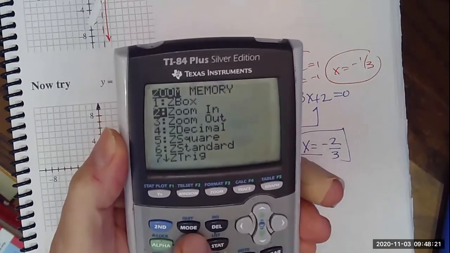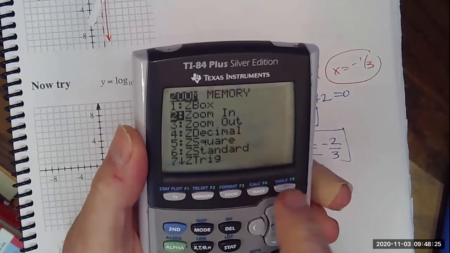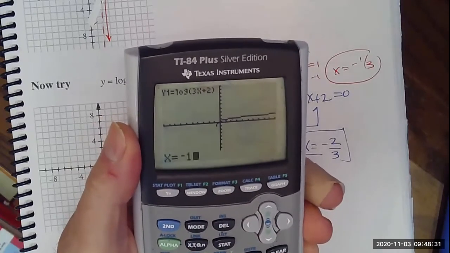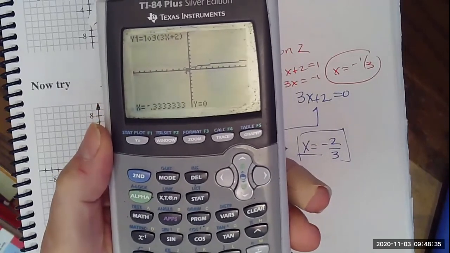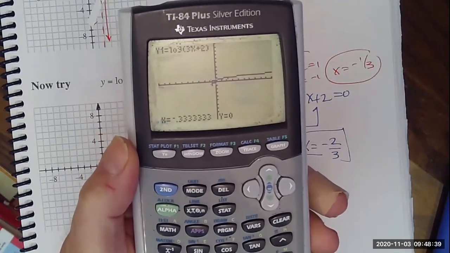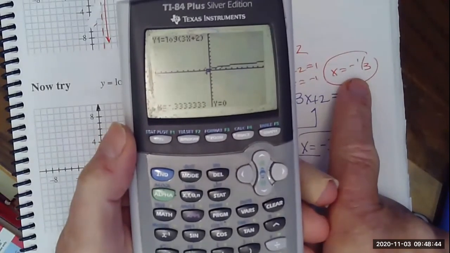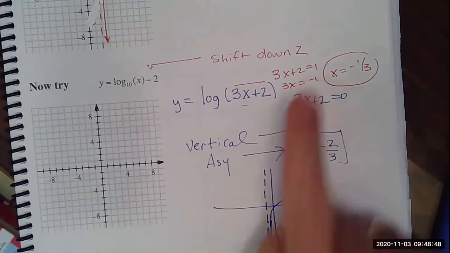Here, I'll show you another idea. This is actually easy to show. Okay, trace. I'm going to type in -1 divided by 3. So I'm letting x be -1/3, and if I get y to be 0, which I do, that just confirms it. Yes, -1/3, comma 0. That's the x-intercept. So take the argument and set it equal to 1.